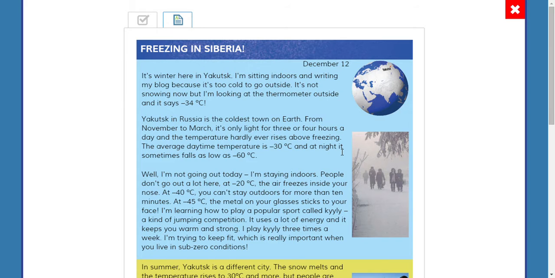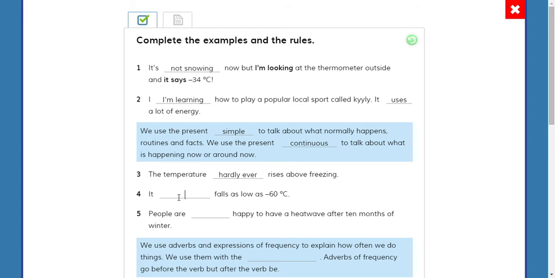And at night it sometimes, look, sometimes falls as low as minus 60 degrees centigrade.